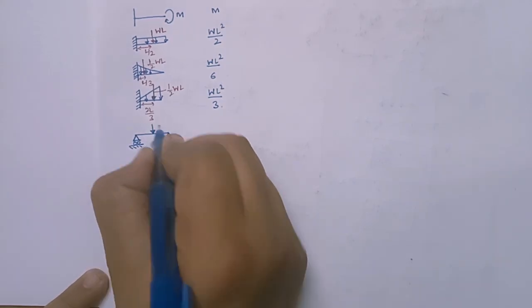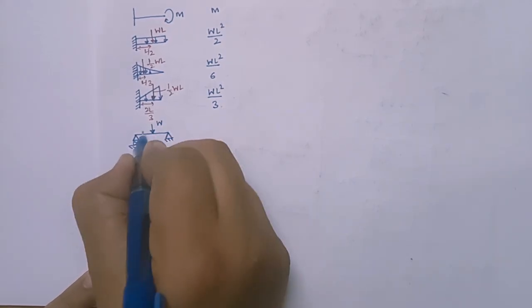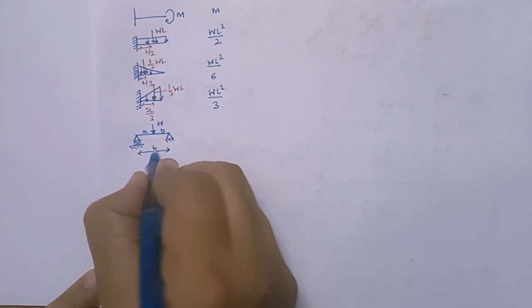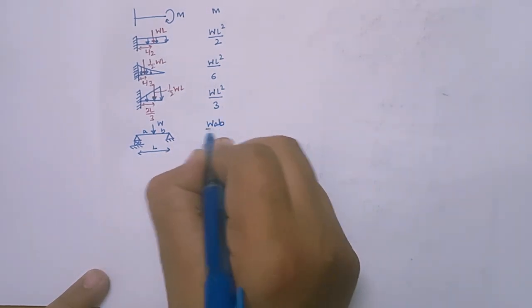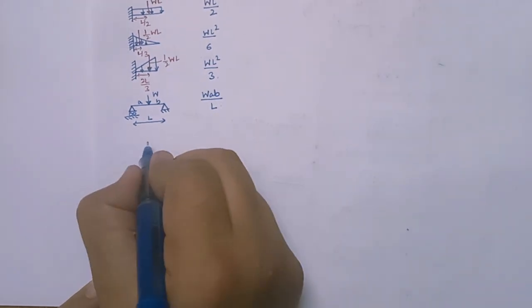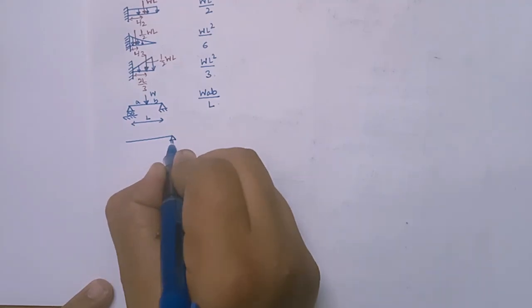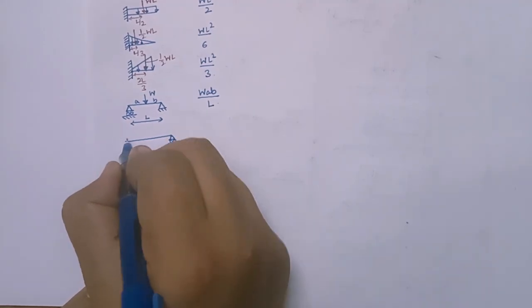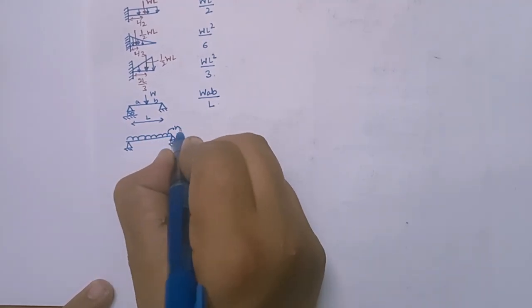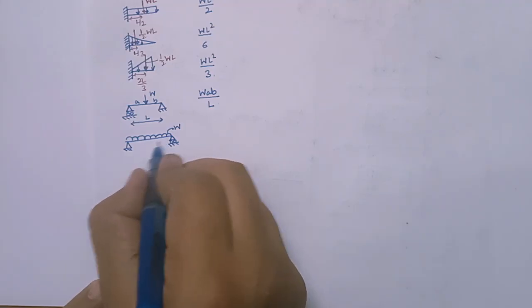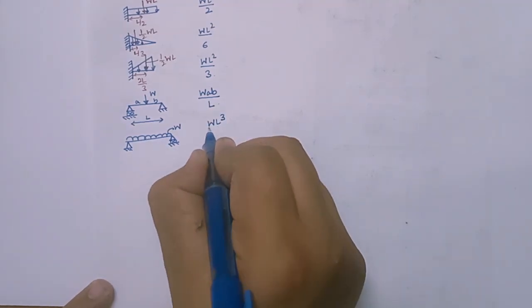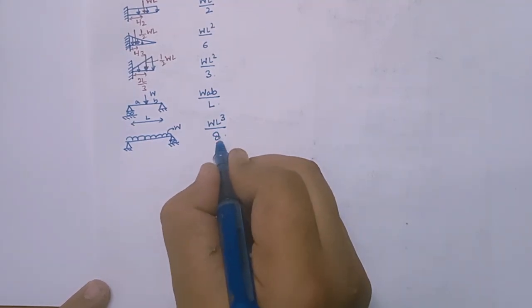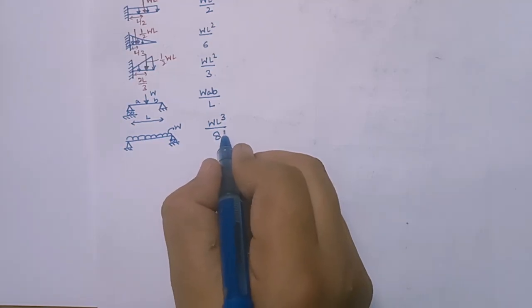Let us assume a load W is applied here, and this length is A, this is B, and the total length is L. So it is very simple, W AB by L. This is the maximum bending moment. And if I talk about uniformly distributed load, W, then it will be, yes, this is very important, WL square by 8, right? WL square by 8.